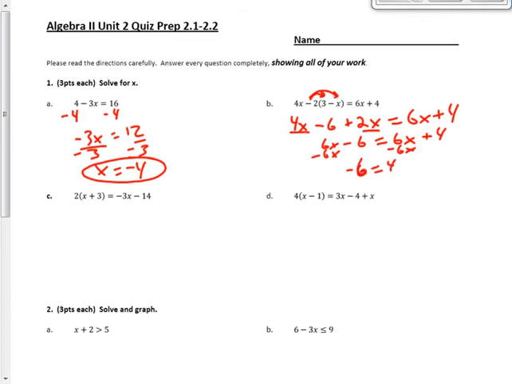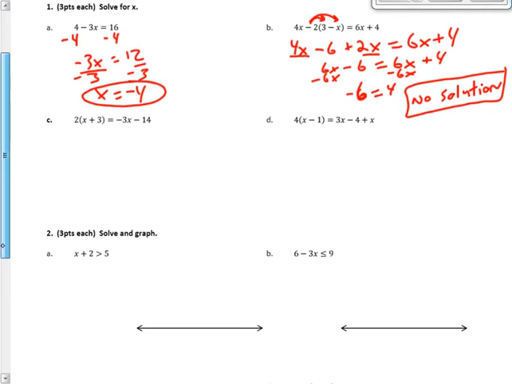Don't just leave it that way. Negative 6 does not equal 4. This is no solution. Those happen. Okay, we're in Algebra 2 now. We can have problems that don't come out as nice as we want them to.